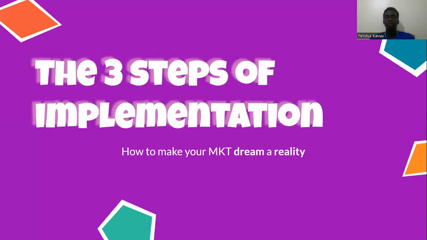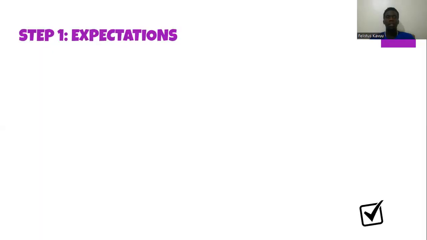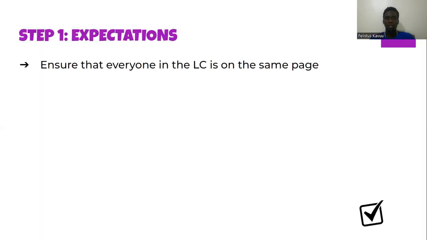The three steps of implementation of a marketing calendar: how to make your marketing dream a reality, how to make it happen. The first step is expectation. Ensure that everyone in your LLC is on the same page. You should consider everyone. Your content should rely on each individual, what they are doing, and what they need to do, so they are on par with you.